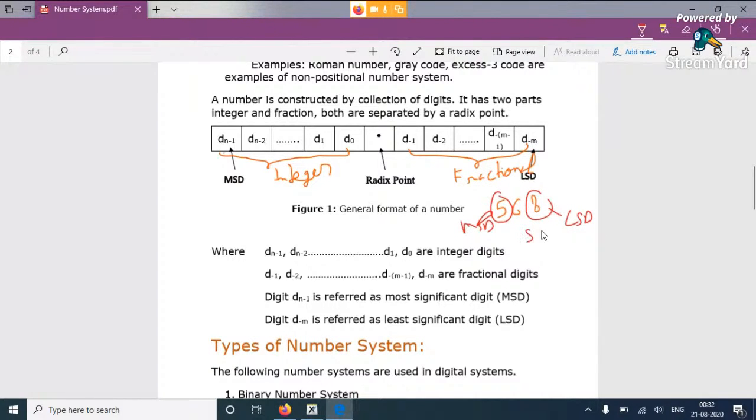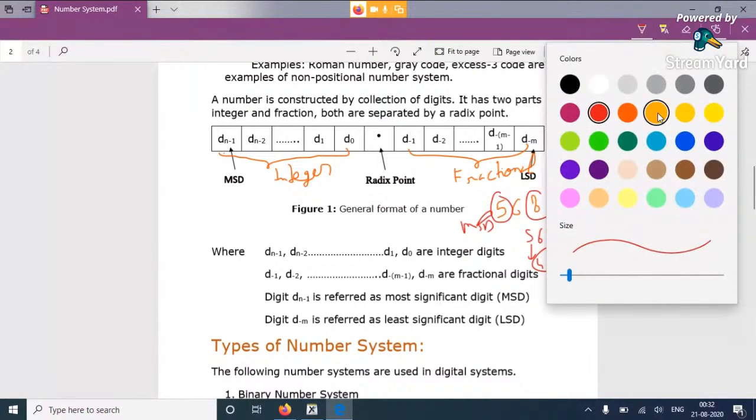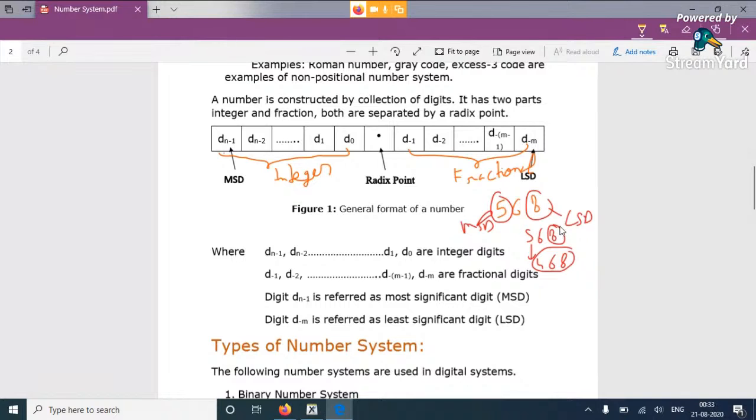If in this number 568, we change this 5 by any other decimal number, say 4, the value becomes 468. Now the magnitude will change by 100. Now if we change this 8 by any decimal digit, for example 1, the new number becomes 561.